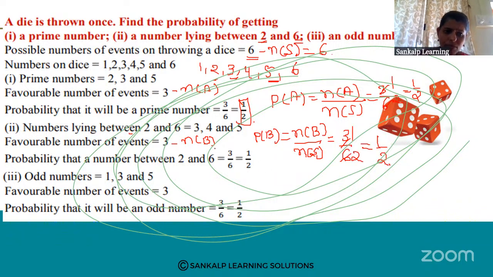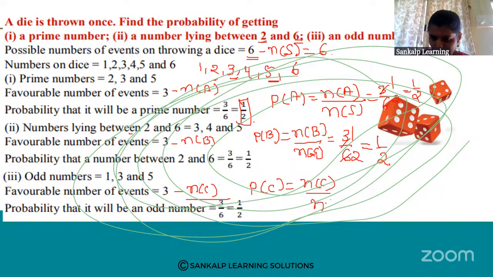Next, odd numbers. Yes, my dear students, you tell me how many odd numbers you will get from 1 to 6. That is 1, 3 and 5, right? 1, 3 and 5 are the odd numbers. That means n of C, the number of favorable outcomes, is 3. Therefore the probability of getting an odd number is n of C divided by n of S, the total number of outcomes, which is 3 divided by 6. 3 ones are 3, 3 twos are 6, here also you will get 1 divided by 2, right?